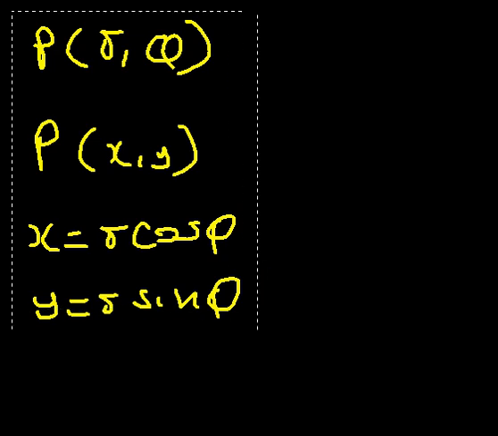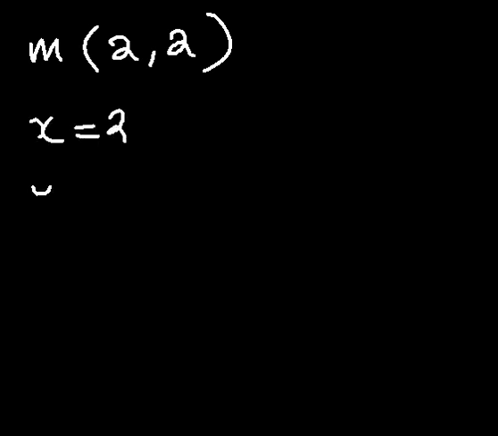Now let's say we have these problems. Let's say we have a point M in a rectangular coordinate system given as 2, 2. What is this in the polar coordinate system? Mind you, we have x as 2, and we have y given as 2.